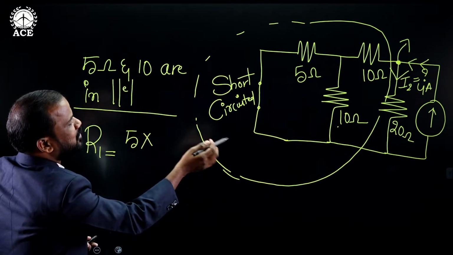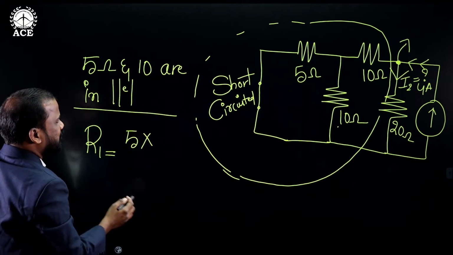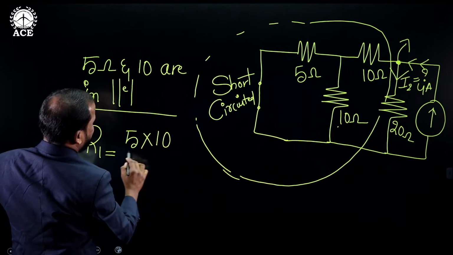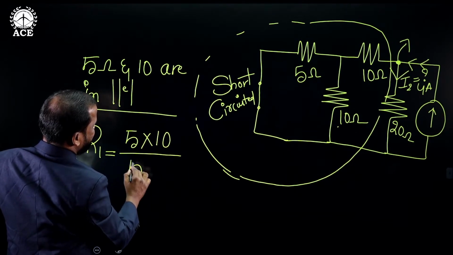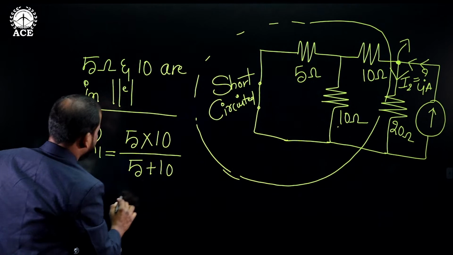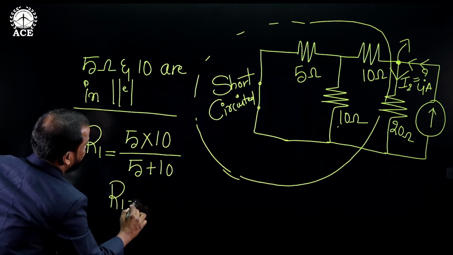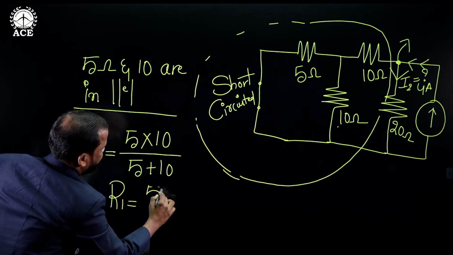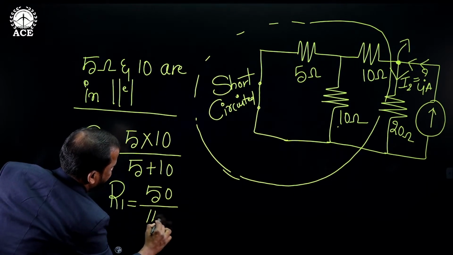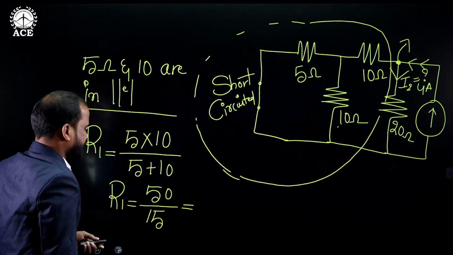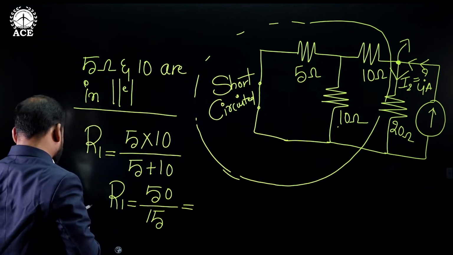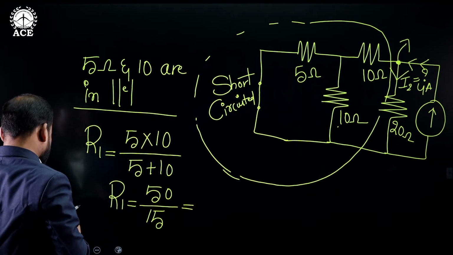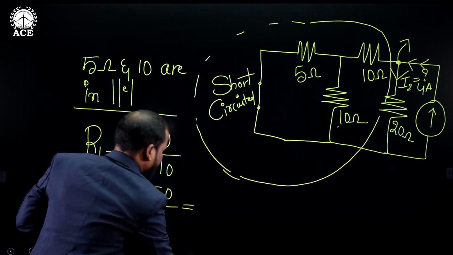We'll directly consider the product of the two values divided by the addition of the two. So 5 into 10 divided by 5 plus 10. So R1 is equal to 50 divided by 15. Okay, 50 divided by 15. So what is the value of 50 divided by 15? We can directly say 3.3333.